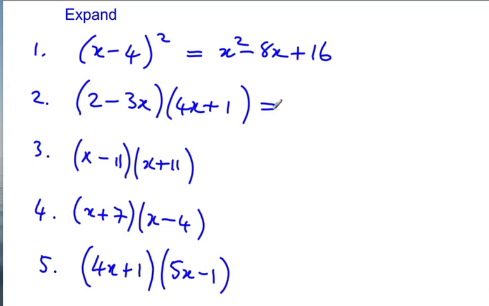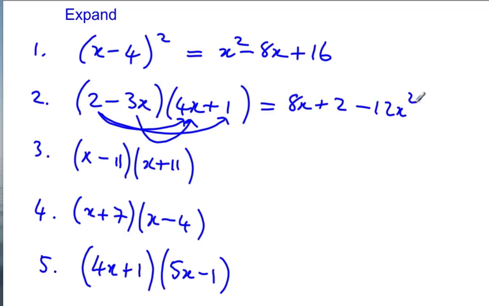It's also got a 3x and a 4x. It is not of any sort of simple style, so we're going to use FOIL. First outer inner last, 2 lots of 4x. I'll put the arrows in even. 2 lots of 4x is 8x. Outer, 2 lots of 1. Inner, negative 3x times 4x, negative 12x squared. Last, negative 3x times 1, negative 3x. There's our first line of working.